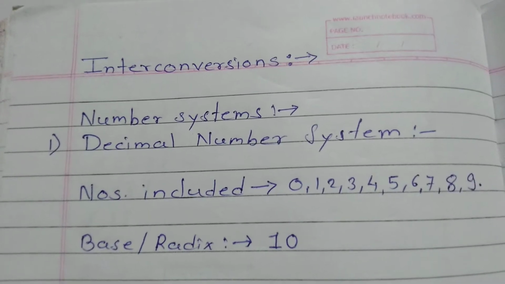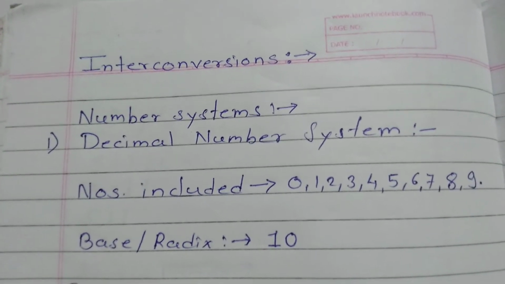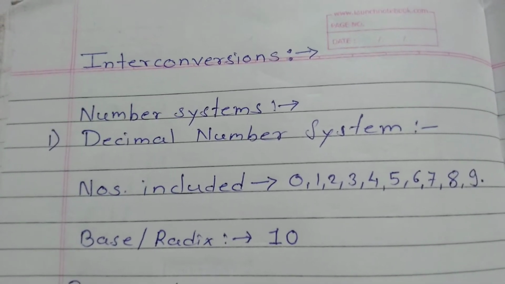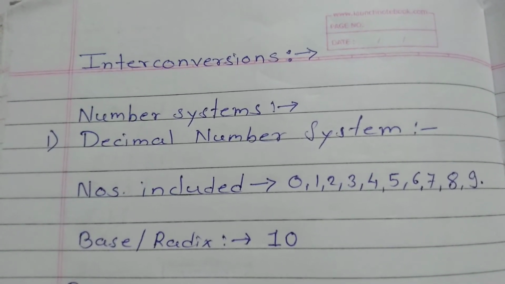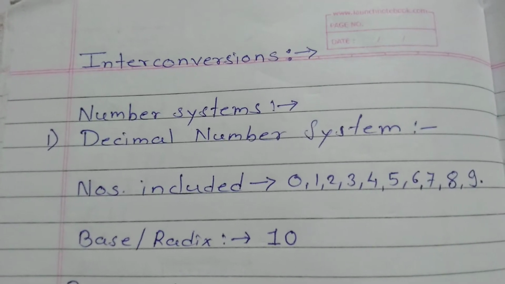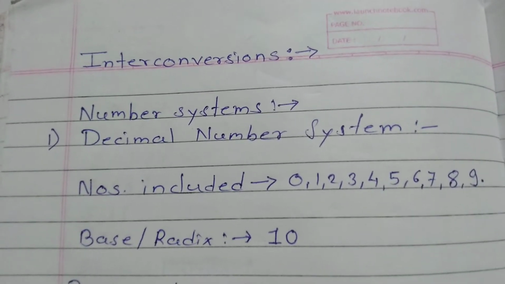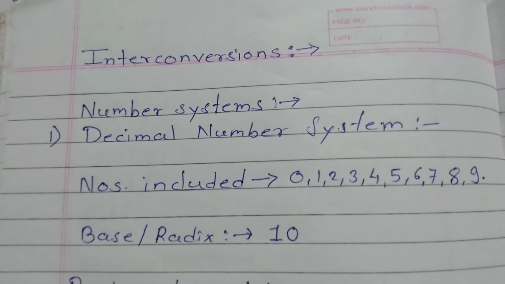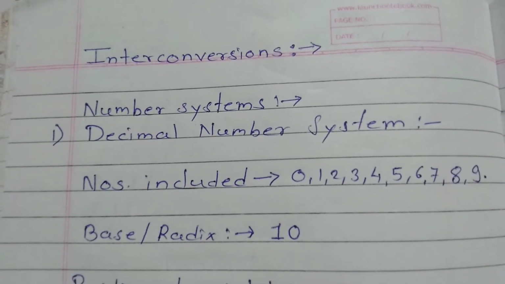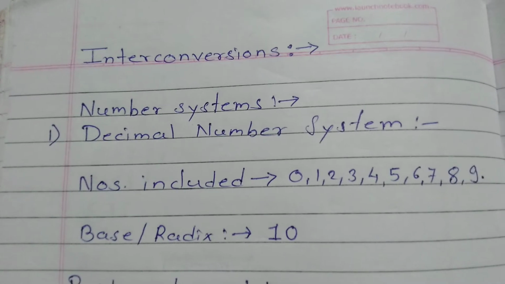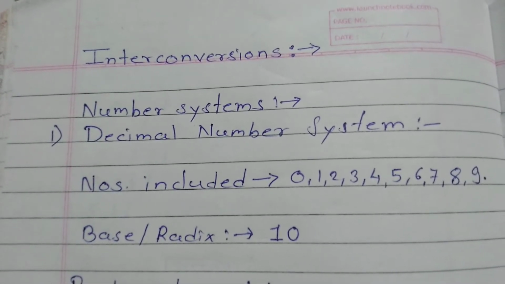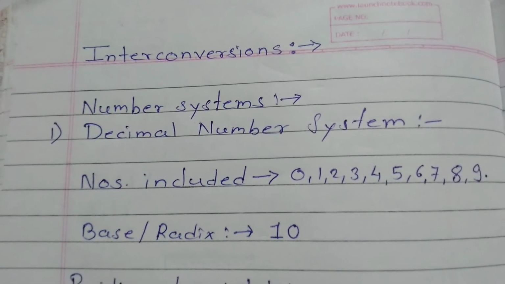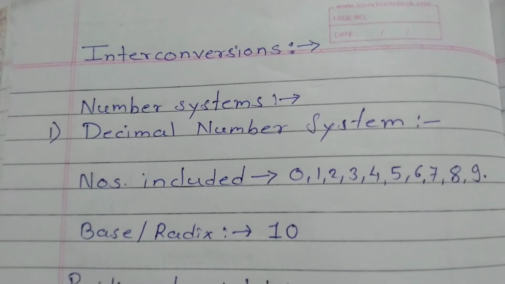Dear students, we are going to learn number systems and their interconversions. Probably we are going to see just two number systems. One is a decimal number system and the other is a binary number system. And we will learn how to convert a decimal number into a binary number and how to convert a binary number into a decimal number.